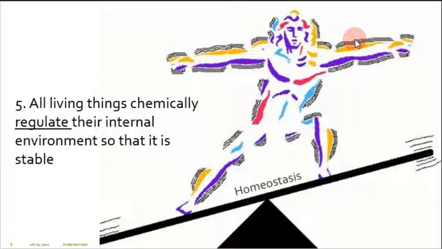All living things chemically regulate their internal environment so that it is stable. The fancy word for this is homeostasis. It's all about balance. That guy's trying to balance there. All right, so stability. Our bodies, for instance, with humans, our bodies are constantly trying to stay at a very constant level. For instance, your temperature is 98.6 and your body wants to stay at 98.6. If you get too hot, we'll sweat to cool off. If you get too cold, you'll shiver to warm up. All right, it's just our body's way of getting to that homeostasis of temperature.